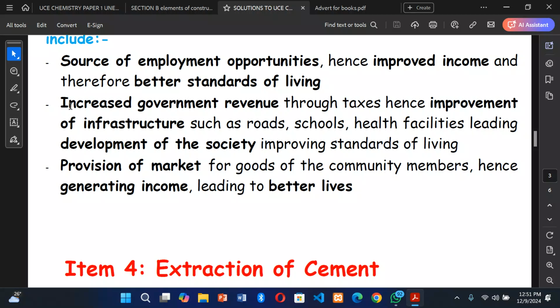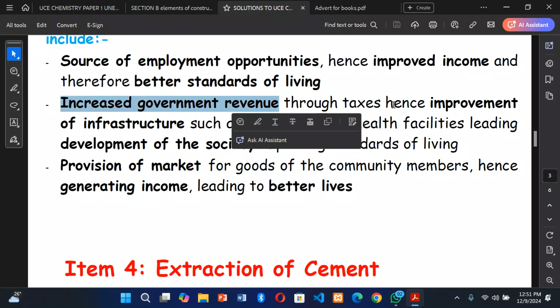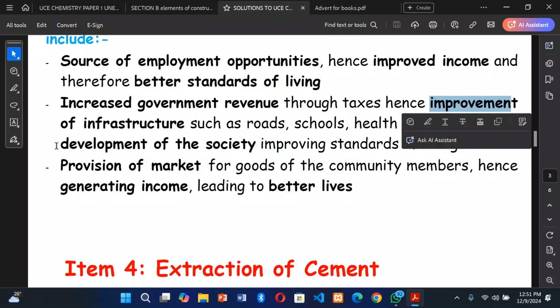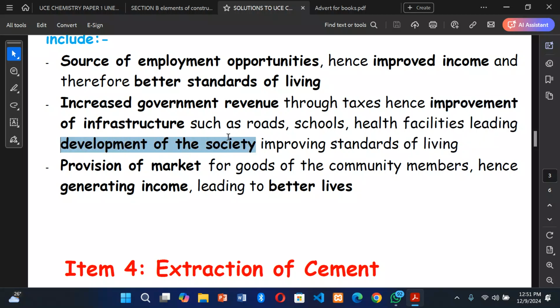Now let's look at the second point. Increase government revenue through taxes, hence improvement. There is another mark. Now, after these infrastructures have been improved, what next? Leading to development of the society. So there is also another mark. So the 3 scores.